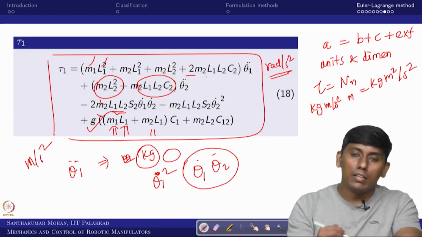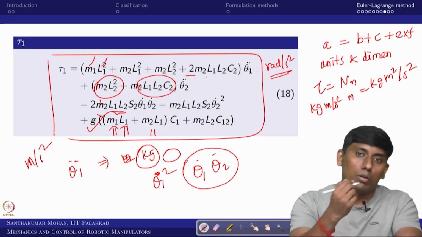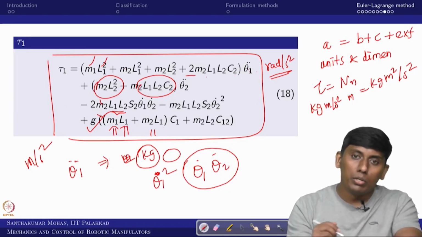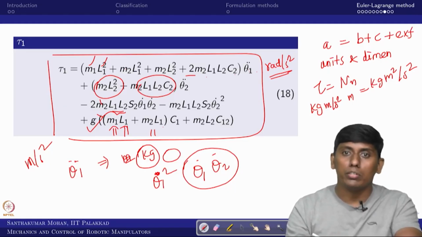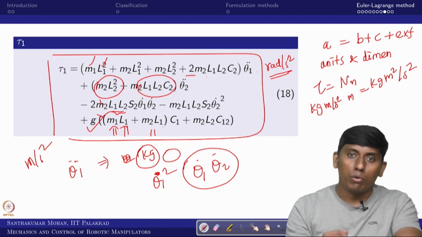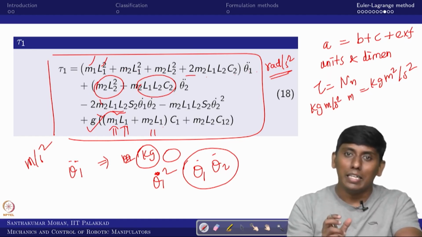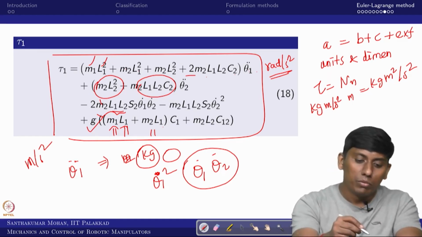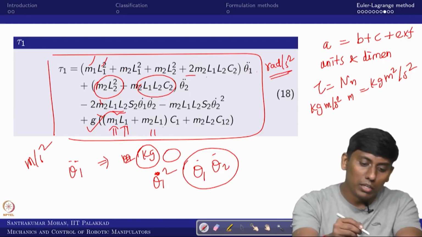When we write this in matrix and vector form, there is one more check, but whenever you get the equation, immediately cross check that the coefficient of acceleration, coefficient of velocity squared, or velocity product gives that ratio. Now you can go to the next one.